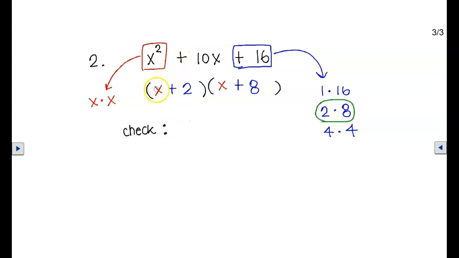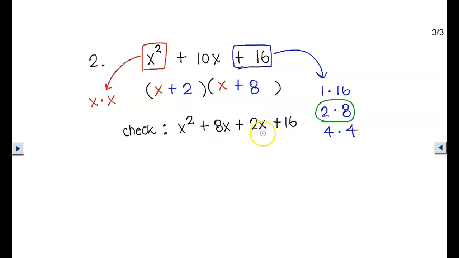All right, so starting with your x, we're going to do x times x, which is x squared. We're going to do x times 8, which is 8x. Then we move over here to the 2 and we do 2 times x, which would be 2x. And we do 2 times 8, which is 16.